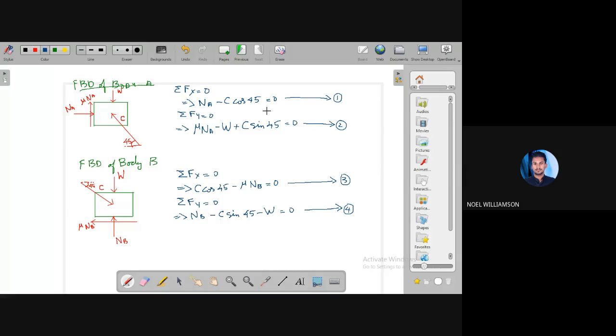Okay, in equation number 1 we have the unknowns as NA, C, and from equation 2 there are 4 unknowns, that is mu, NA, W and C.